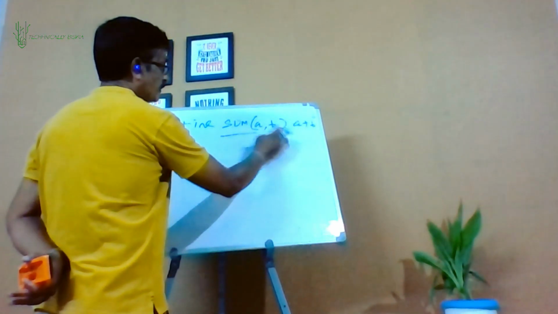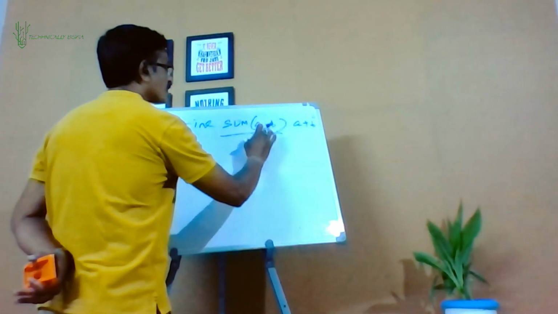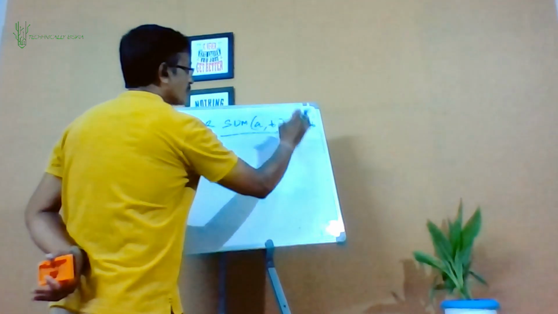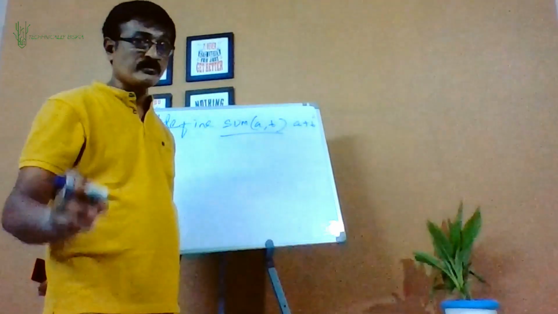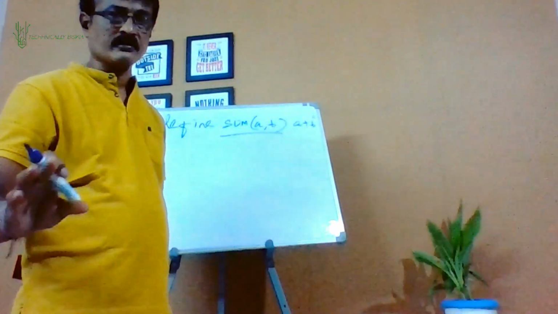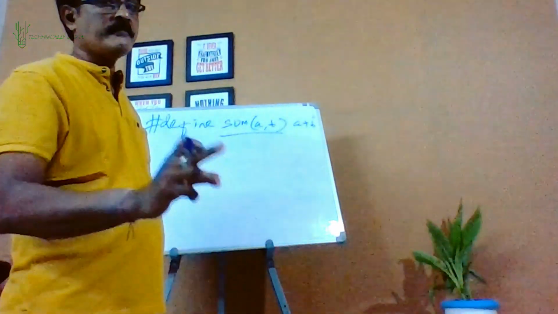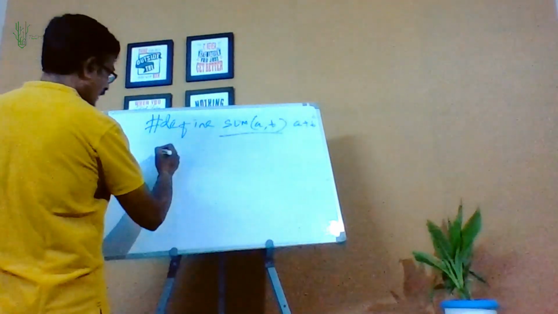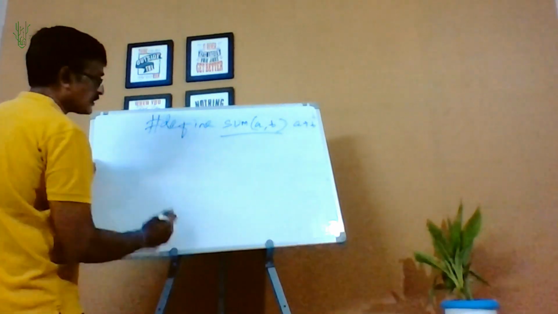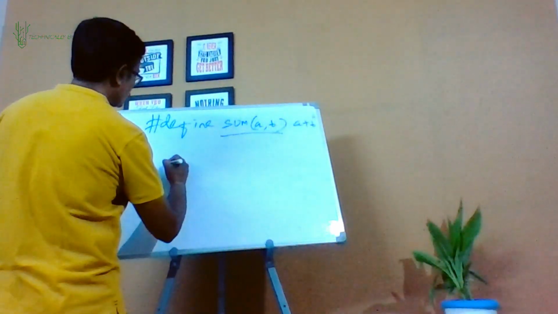Sum A, comma B. So wherever you have sum of something, comma something, that will be replaced with something plus something. And remember, a macro never ends with a semicolon. It doesn't need a semicolon at all. So never end a macro with a semicolon. Understand that.